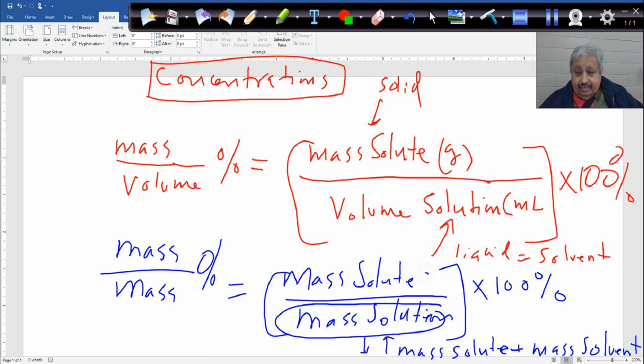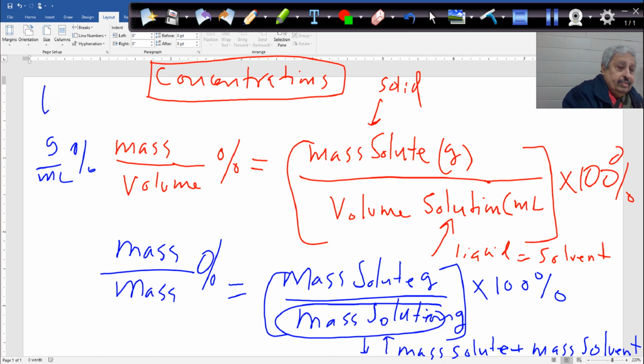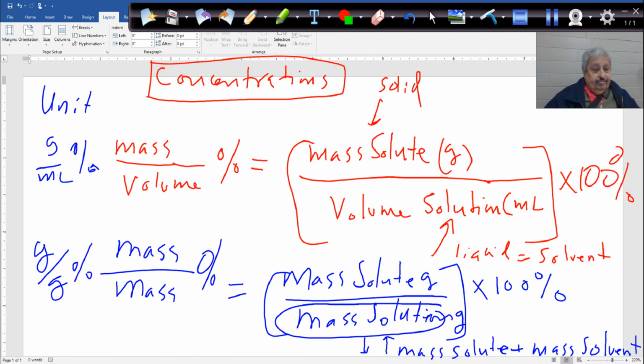Of course, this is in grams. This is in grams. So the unit of this is gram per ml percentage. This is the units here. Percentage, and this is gram over gram percentage. Okay, guys? So the second one is you have to include both. You have to include this, and you have to include this one here.